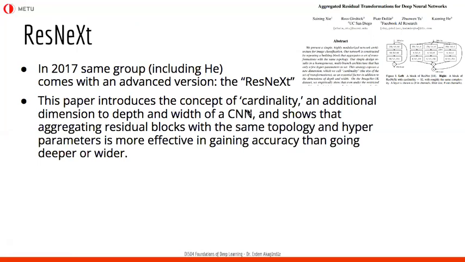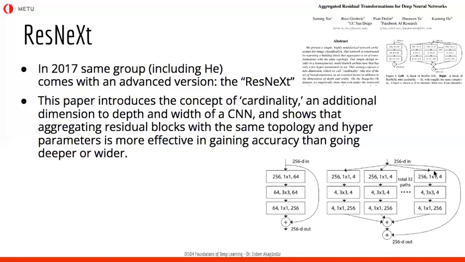And they proposed the concept of cardinality, an additional dimension to the depth and width of a CNN. It was making the convolution layers wider, actually, nothing else. It shows that aggregating residual blocks with the same topology and hyperparameters is more effective in gaining accuracy than going deeper and wider. So this was the idea. This was their network. What you can see is there's an input, there is a residual connection, and there are a total of 32 paths here.